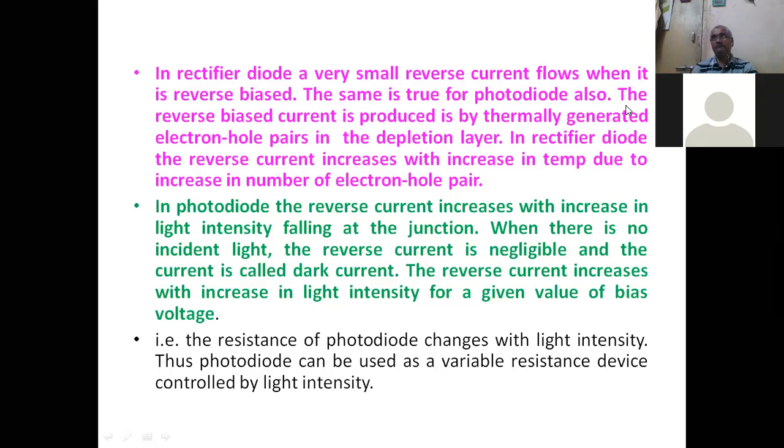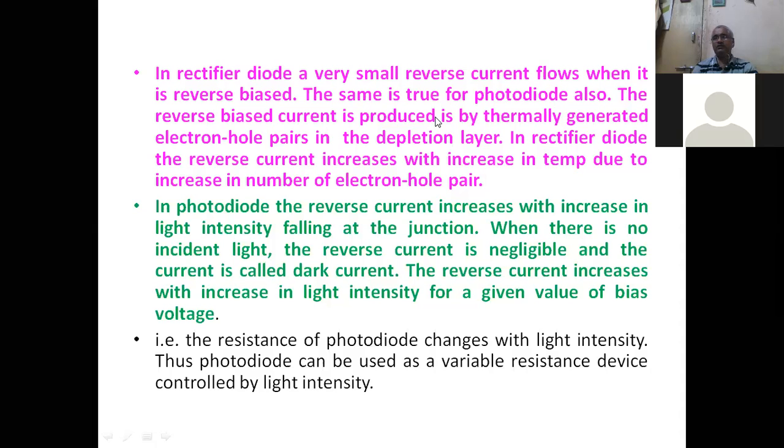So the reverse biased current is produced by thermally generated electron hole pairs in the depletion layer. Therefore in this ordinary diode the reverse current increases with increase in temperature due to the increase in the number of electron hole pairs. So in short, remember that when the ordinary diode is reverse biased, ideally no current should flow through the diode, but practically a very small current flows through the diode, and this small current flow is due to the thermally generated electron hole pairs.